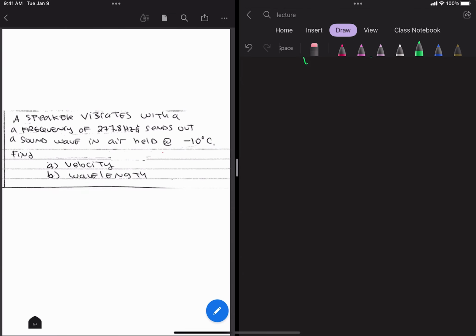So the numbers that we have are 277.8 hertz. So hertz is our frequency. And negative 10 degrees Celsius, so that's the temperature. And A, we want to find the velocity, and B, we want to find the wavelength.